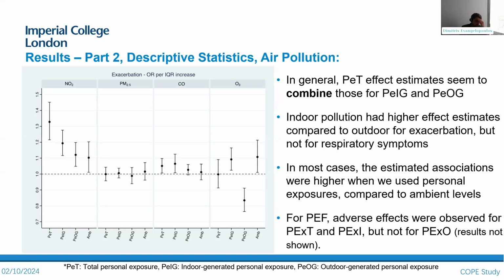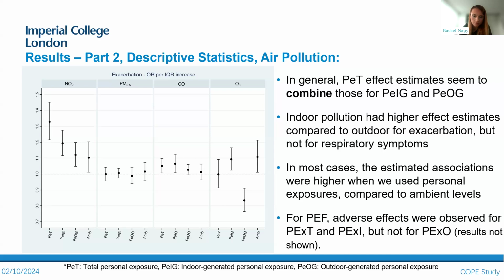Now, this analysis has just been published in Thorax. The paper will be available in a few days. So some general observations. We found that total personal exposure seemed to combine the impacts of both indoor and outdoor generated pollution. And in most cases, for exacerbation, indoor pollution had higher effect estimates compared to outdoor. So indoor sources seem to have greater impact on COPD exacerbation compared to outdoor sources. But this was not the case for all respiratory symptoms. This was for exacerbation.